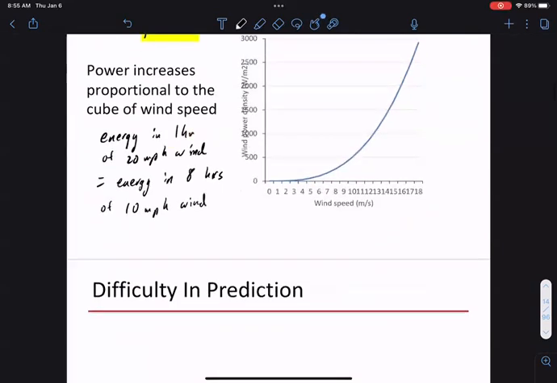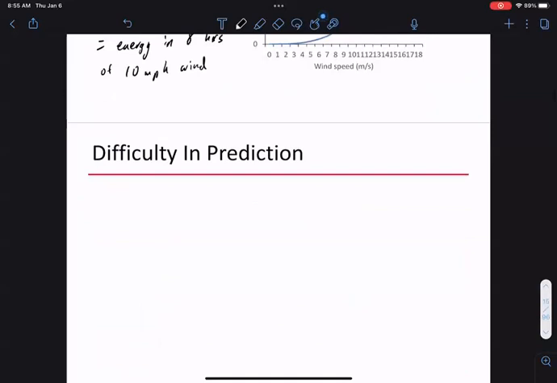Okay. So this cubic relationship also gives us an idea of why wind power prediction is difficult. You may think, well, why can't we predict wind within 20% or 25% accuracy? Why is it so hard? You have all those weather models, you have supercomputers, you have all those kinds of things. So let's see why it's hard to do prediction for wind speed, for wind power.